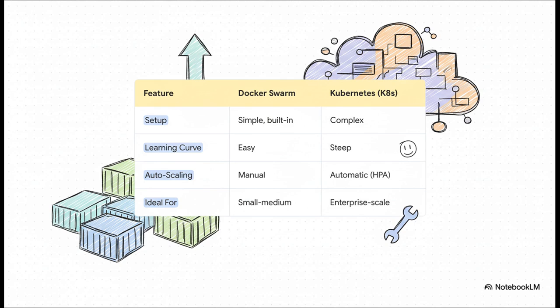And a key difference here is auto-scaling. Kubernetes is kind of like a self-driving car. It automatically adjusts to traffic. Swarm is a bit more like a manual transmission. You're in control. So when you look at that bottom row, a good way to think about it is Swarm is the perfect tool for a small to medium-sized project, maybe a startup. Kubernetes, that's the go-to for enterprise-level, tech giant kind of workloads.